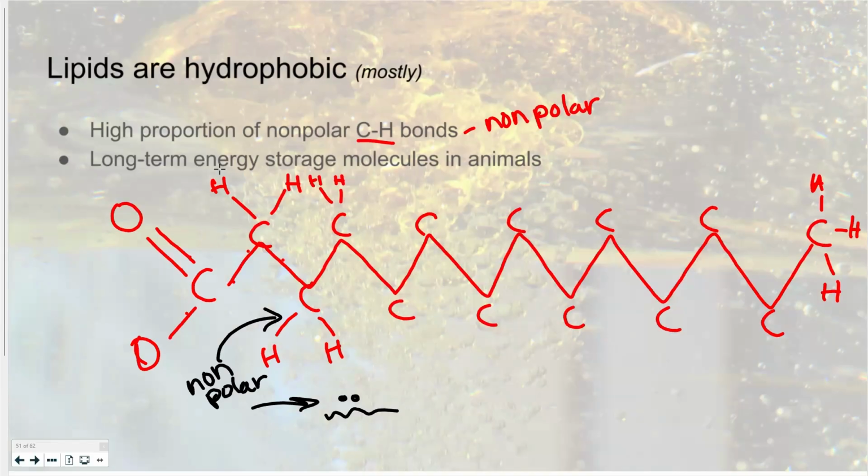Animals use these as long-term energy storage. You'll also see seeds have a high amount of lipids. So your seeds and nuts are going to have higher lipids, and that's for energy for the new baby plant before it becomes photosynthetic.